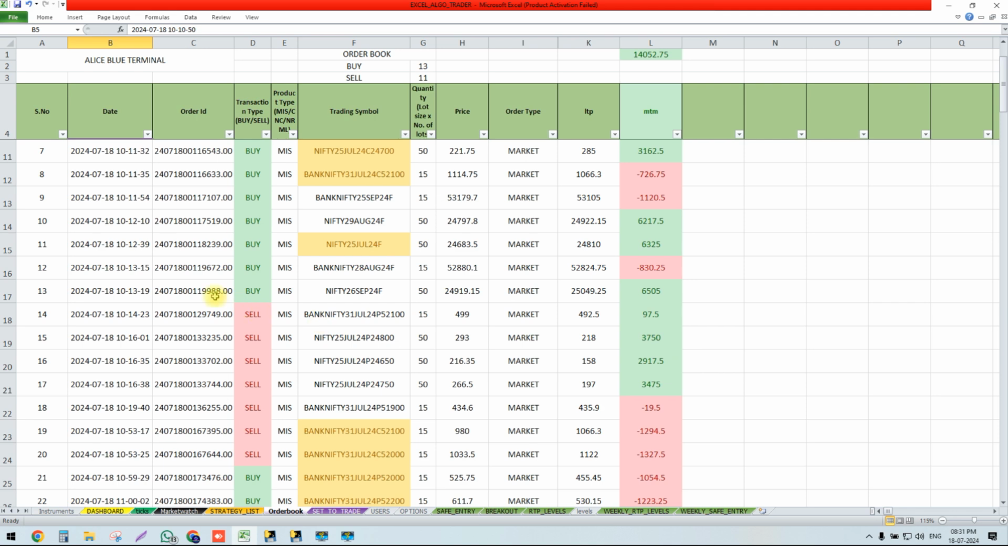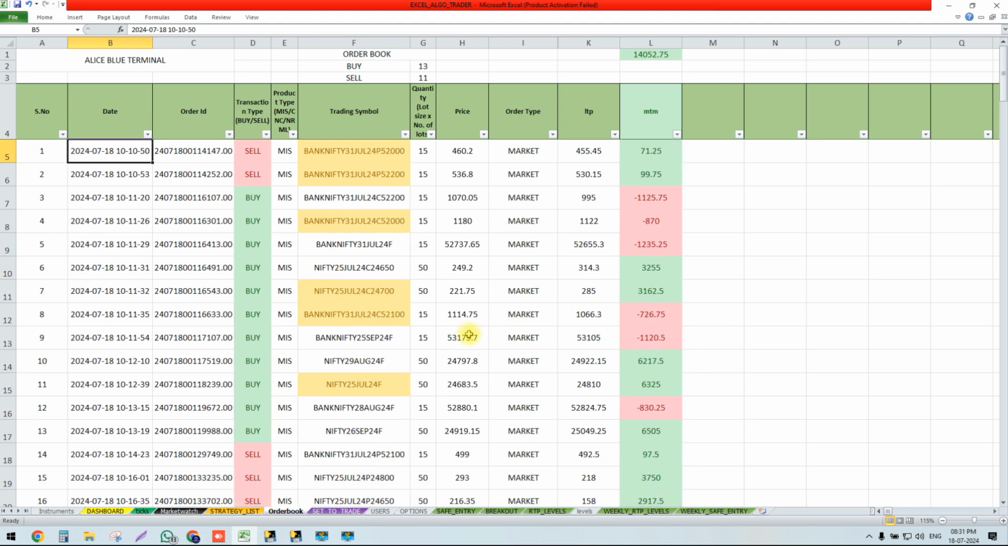Here Bank Nifty futures, and this is Nifty futures, which was in buy, and we made a profit of rupees 6,500. Like this, our Excel Algo trade will work. Got it? How to use it?